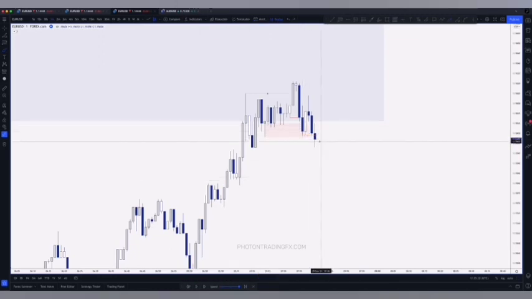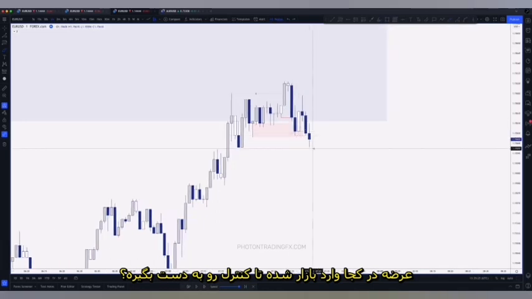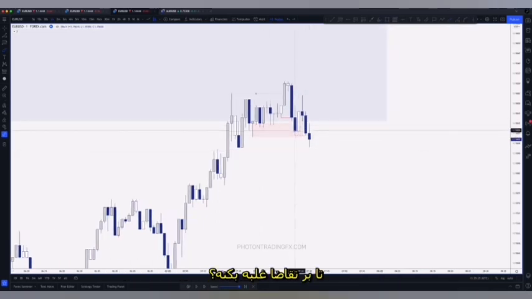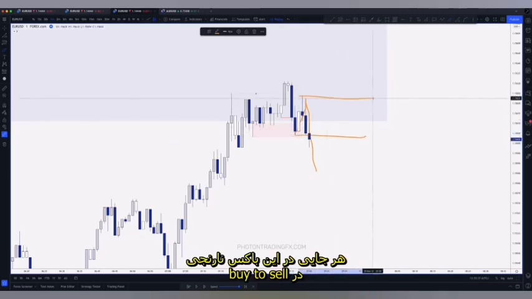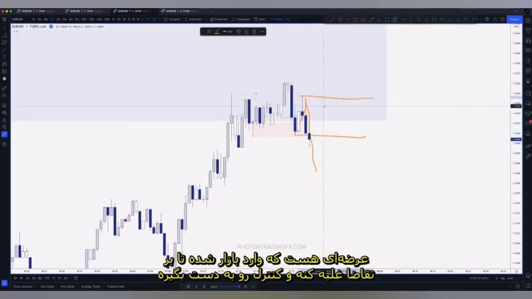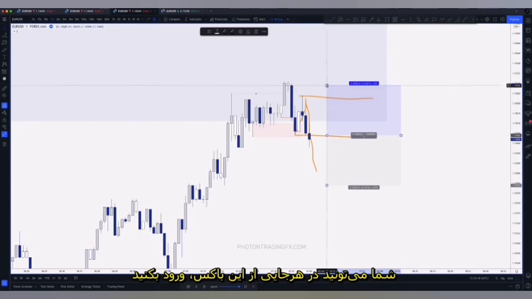flipped to supply, okay? So where did that supply come into the market in order to take control, in order to overpower demand? Well, it's from the base of the reaction to the high of the reaction, okay? Because that is the buy to sell, that is the supply. So anywhere within this buy to sell, that box, anywhere within that orange box, is the supply that came into the market to overpower demand and take control. So now you essentially can short anywhere within this box.